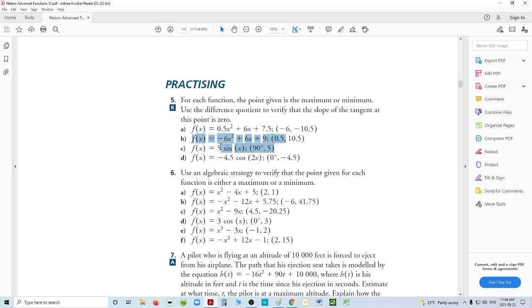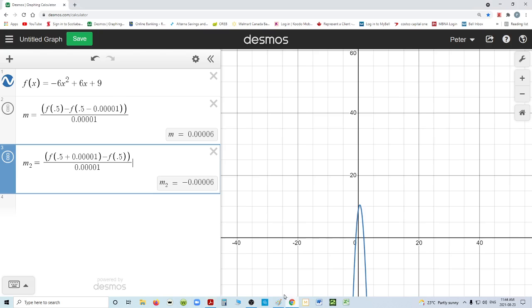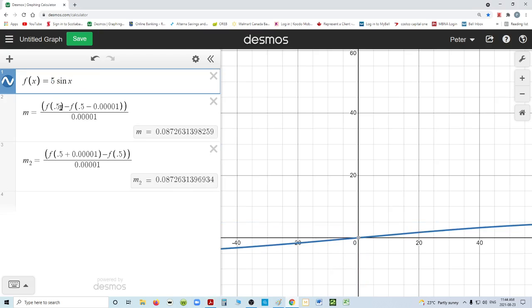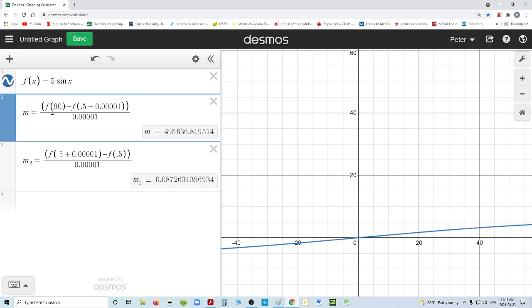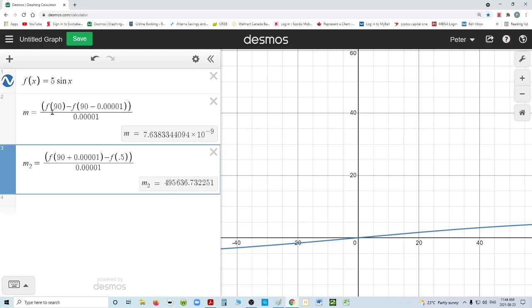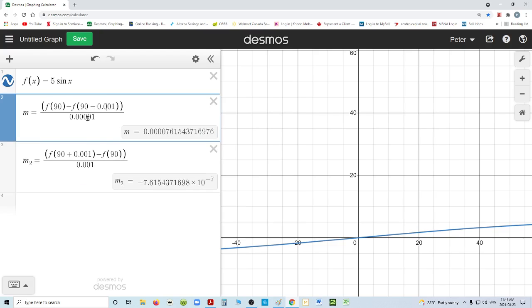And it continues to do it for 5 sine x at 90 degrees. So 5 sine x. And so again, we're taking a point that's just to the left and just to the right. You might say, oh, that's bigger than 0, but no, it's times 10 to the negative 9, so it's ridiculously small. So if we get an h a bit smaller, we might be able to see it.